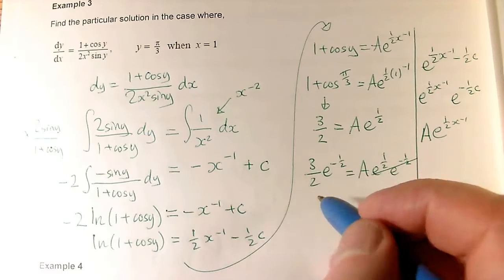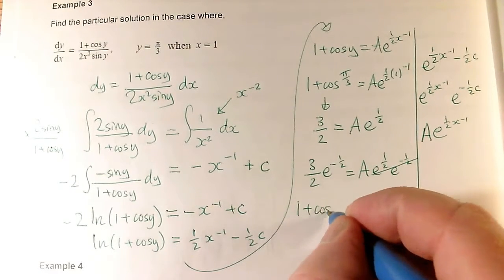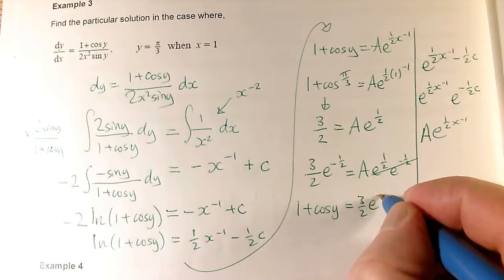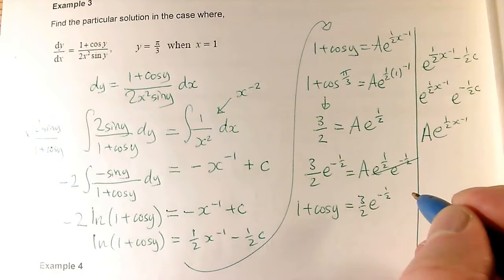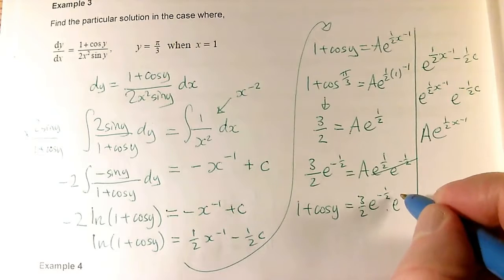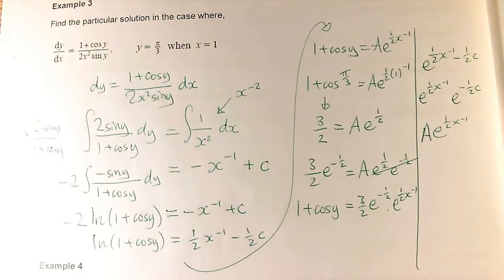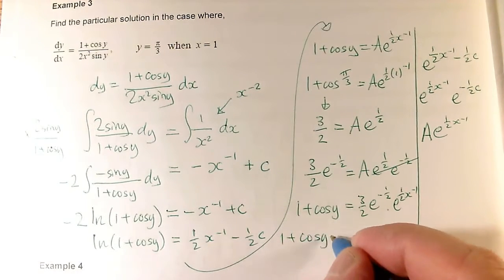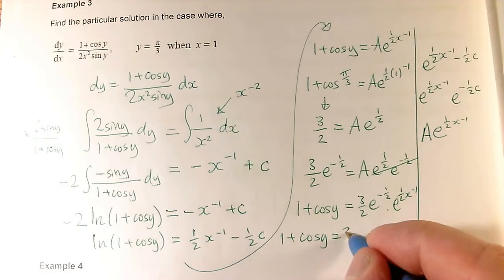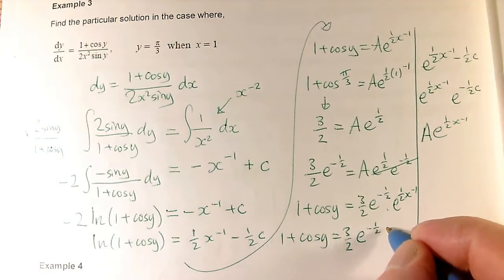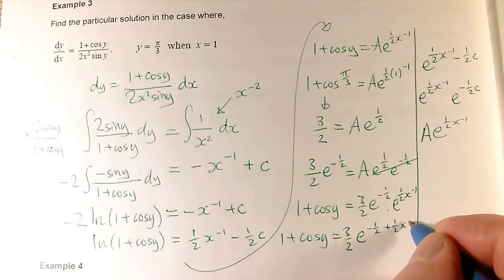Okay, so I've got a equals that, so my 1 plus cos of y equals a, which is 3 over 2 times e to the power of minus a half. Okay, times, so that was my a, times e to the power of a half x to the power minus 1. And now I can do 1 plus cos y equals, and I've got an e times an e, so it's 3 over 2, and then we've got e to the power of minus a half plus a half x to the power of minus 1.